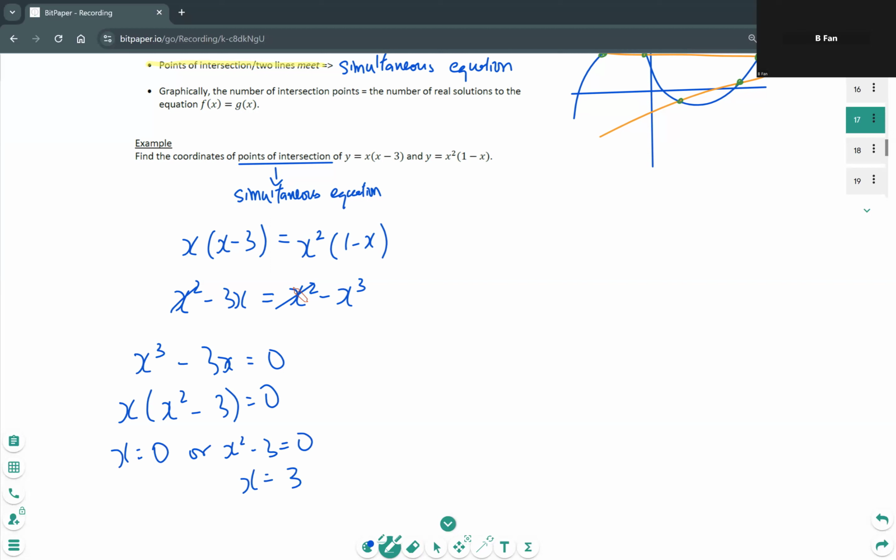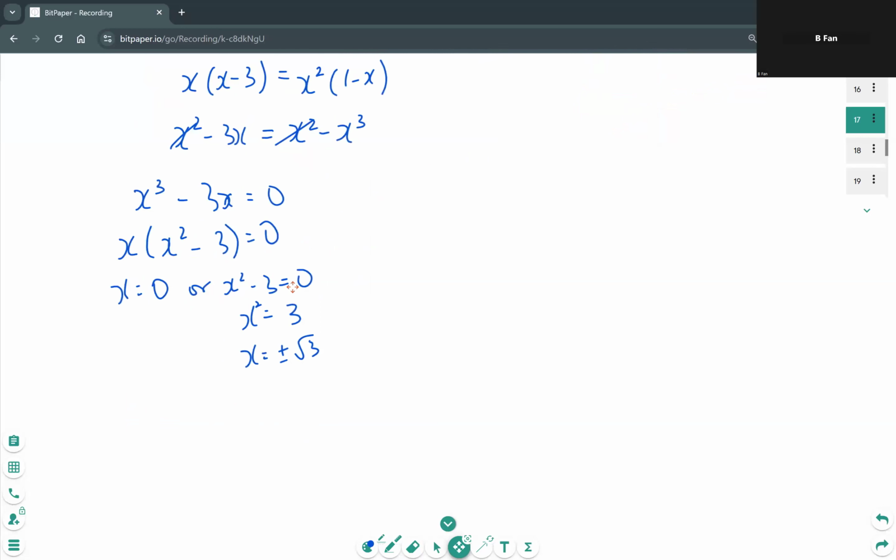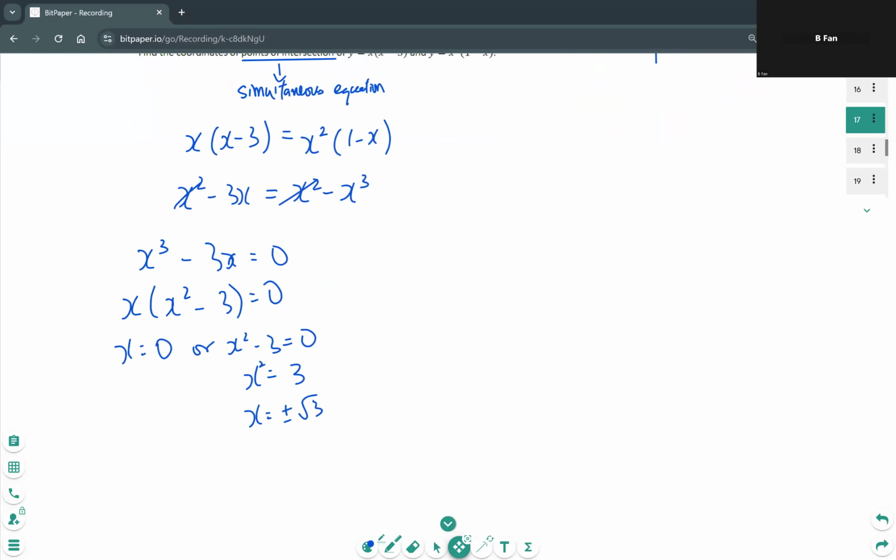Then x squared equals 3, square root, x equals plus and minus root 3. So how many solutions are there? 3. x equals 0, x equals positive root 3, x equals negative root 3. Next, we need to find the coordinates. Coordinates mean that when there is x, there is y. So we also need to find a y solution.